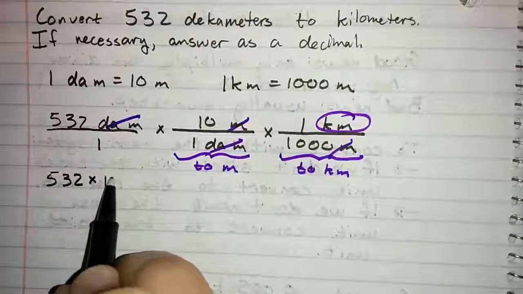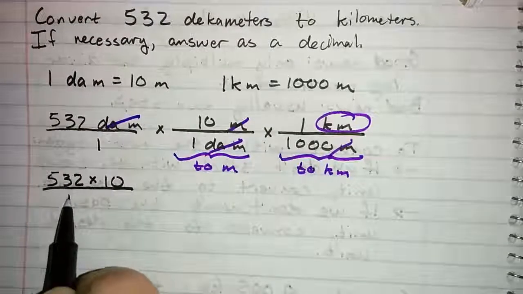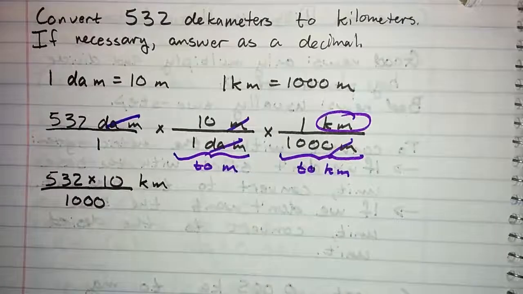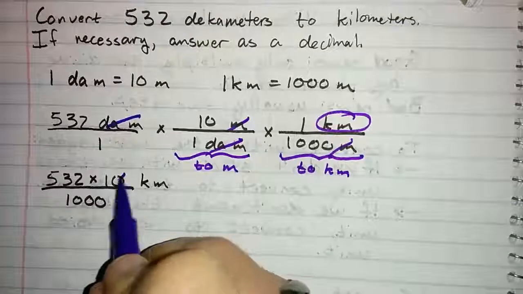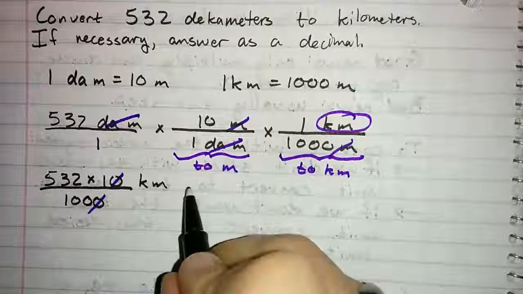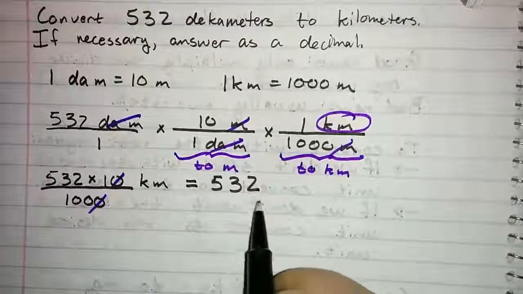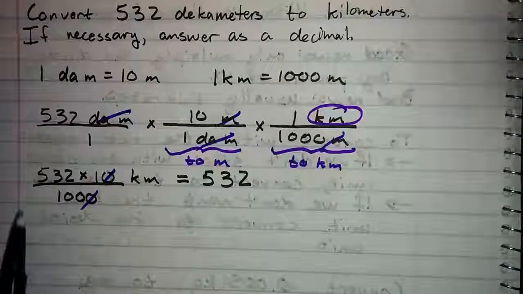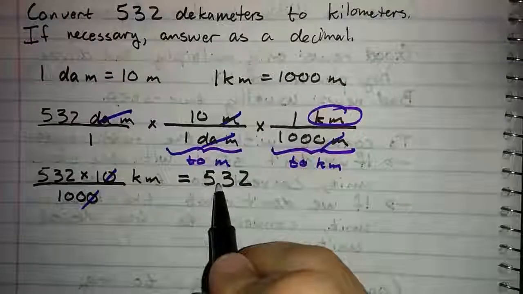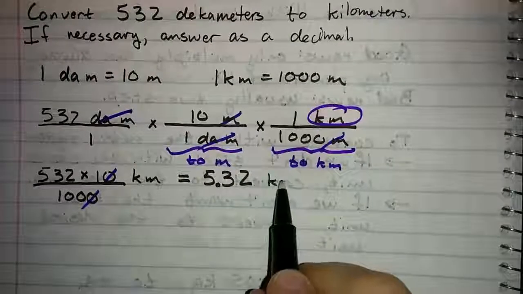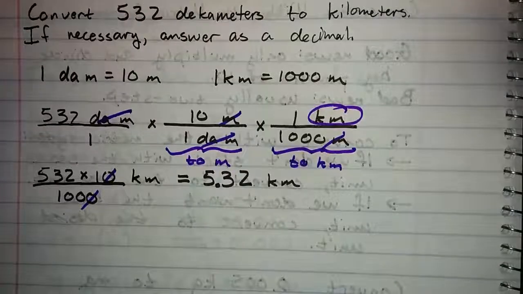We'll have 532 times 10 over 1,000 kilometers. A factor of 10 will cancel, and we're left with 532 divided by 100. We want two more digits to the right of the decimal point, and we haven't got any right now. So 5.32 kilometers will be our answer.